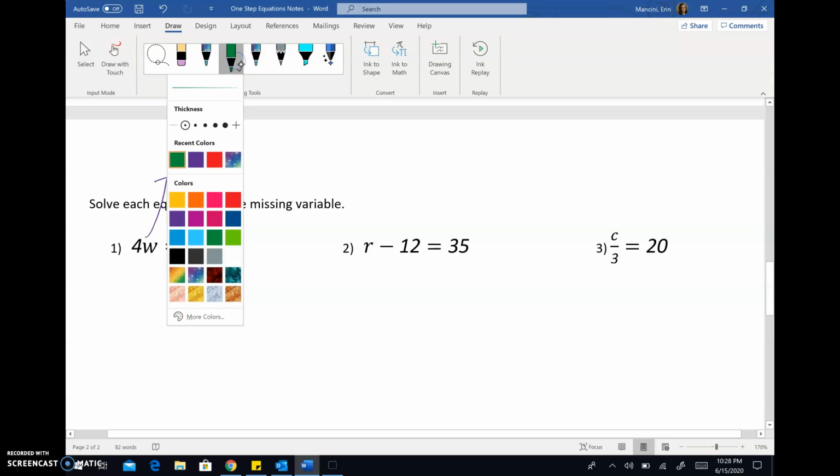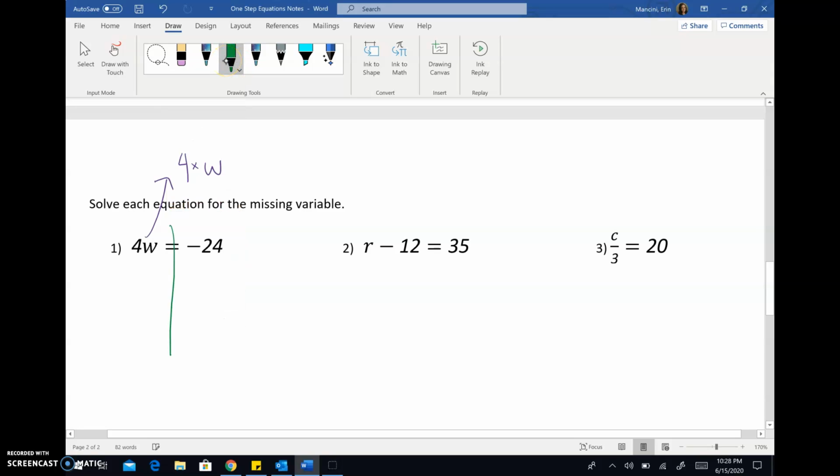Okay, so we can't simplify on either side. That's for multi-step equations because there's nothing to do here or here. So then we're going to isolate the variable, because at the end of this, I want w by itself and the numbers over here.